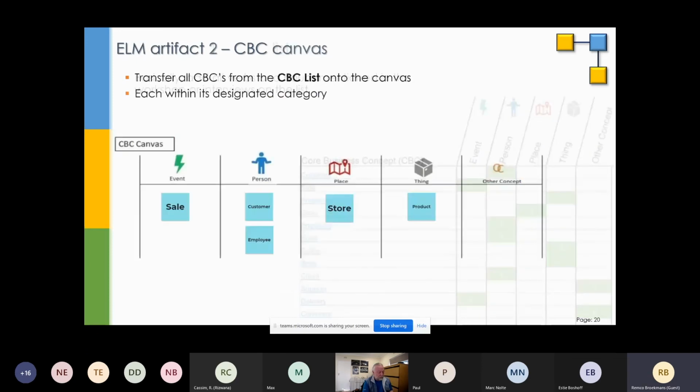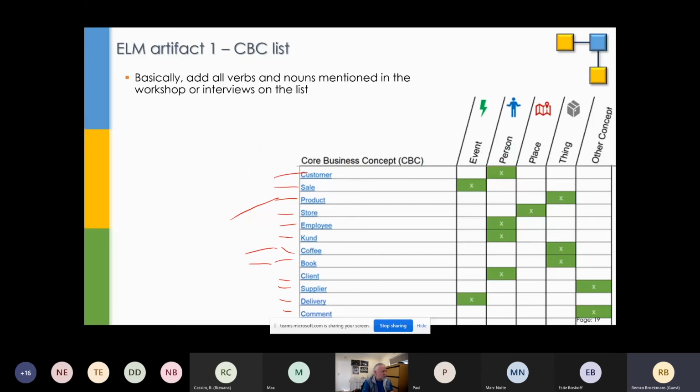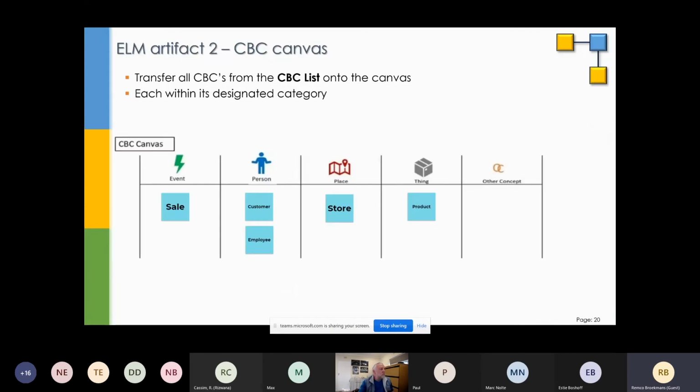Okay, so that was artifact one. It's just writing down and categorizing what's there and what we have. Because everything you want to model, there should be some kind of an event in. Because an event makes things happening. Probably also some persons, places, things. Yeah, but events should be in. Very important ones. My next one is what I call the CBC canvas.